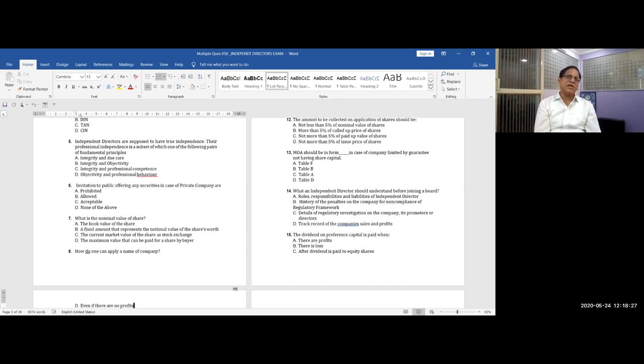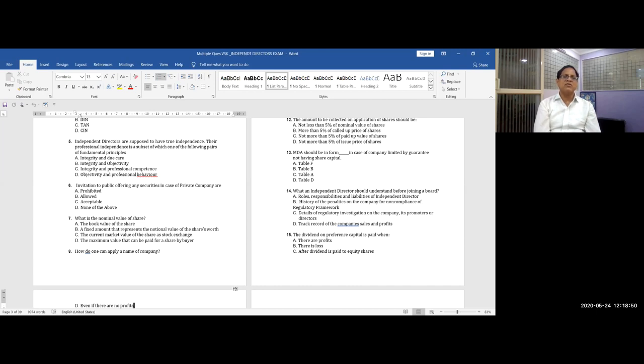But then market price is the price at which it is dealt in the stock exchanges. That will depend on several factors. One of that is the reserves the company will have, the earning potential of the company, and then, you know, the price earning ratios, etc. So therefore, nominal value of the share is nothing but the book value of the share.